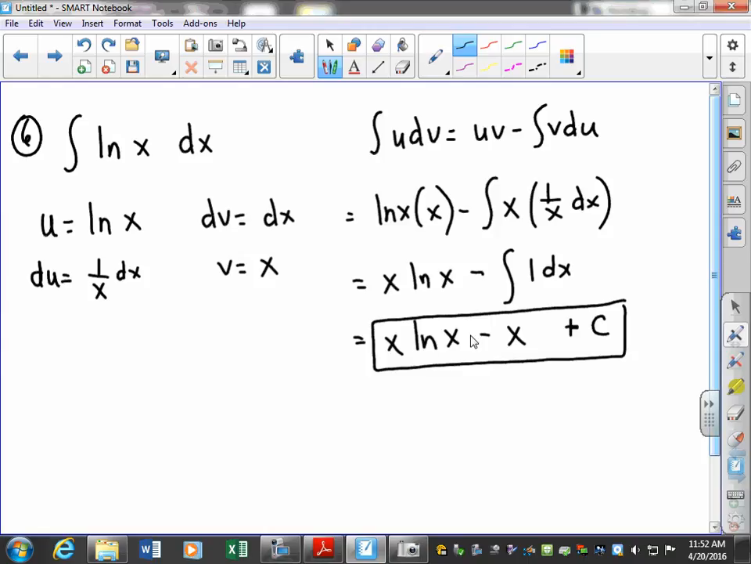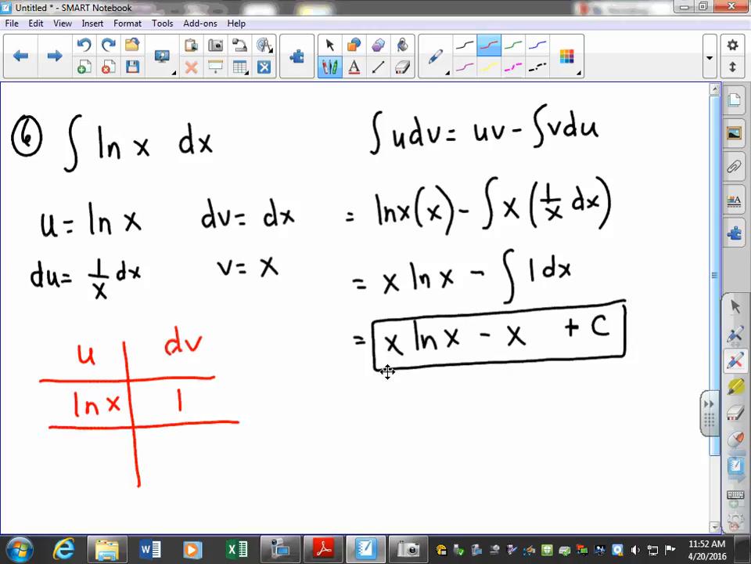So I want you to practice the table form of this. Remember this, your u is going to be the natural log of x. This is going to be a little bit different. So we'll have u and then dv. We said u was the natural log of x, and dv is 1 dx. So what's the derivative of the natural log of x? 1 over x. And then here we would just get x.